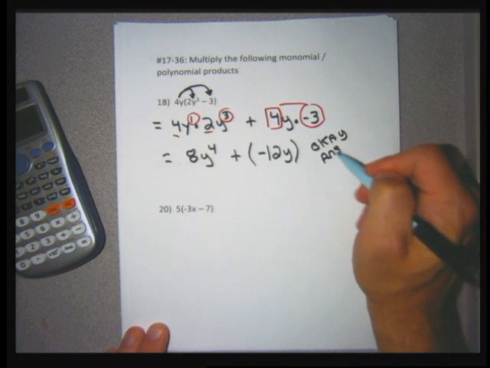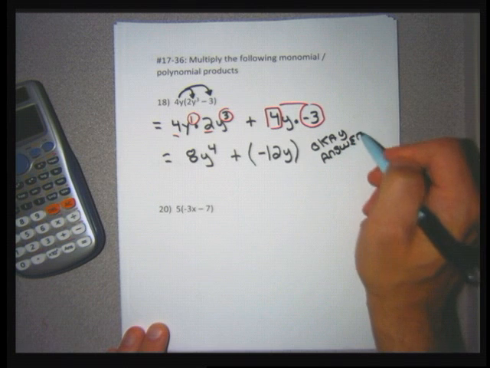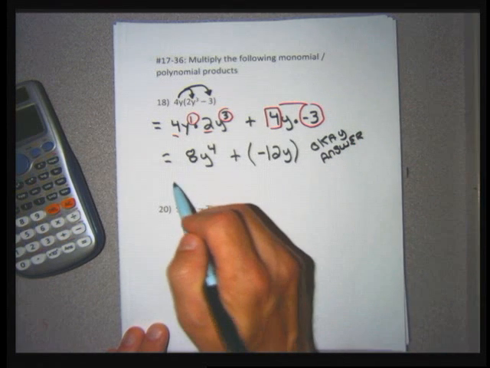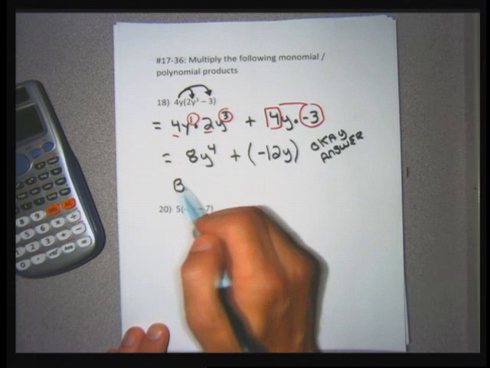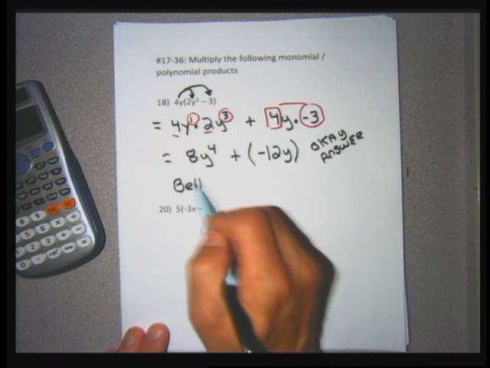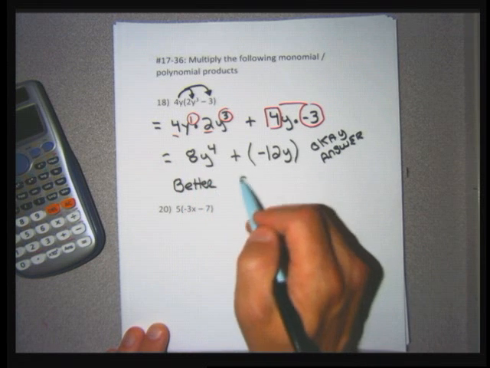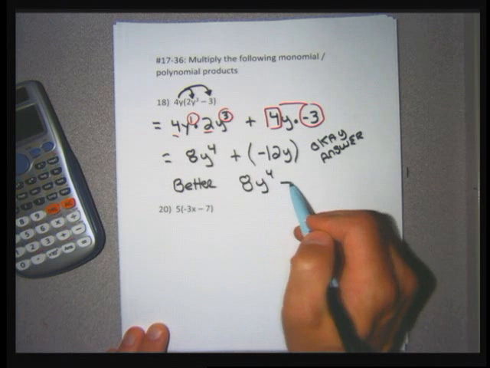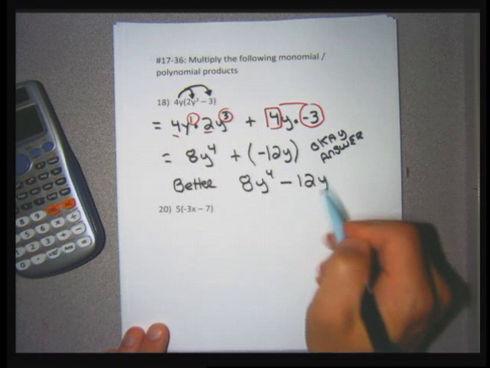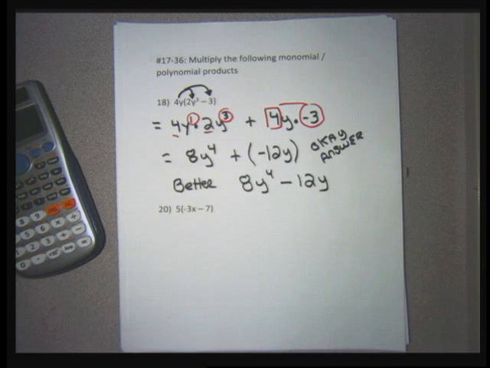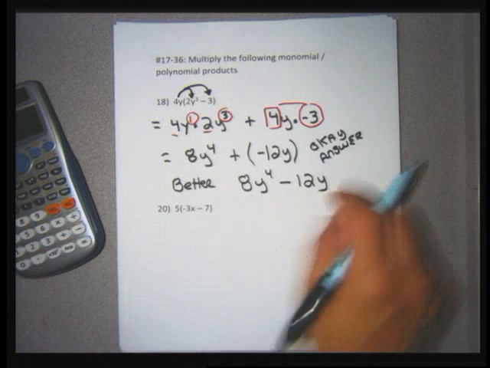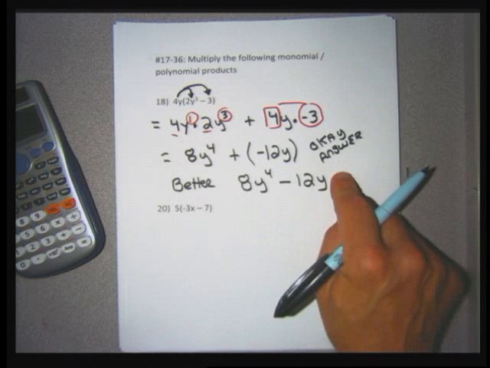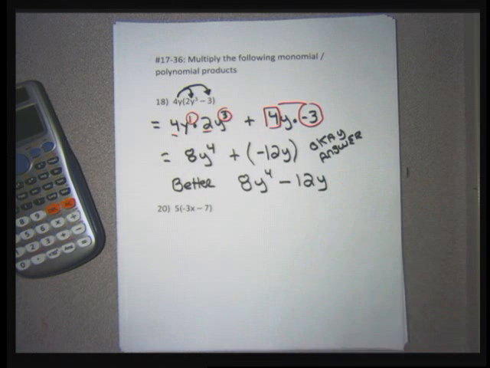This is an okay answer, but honestly it's odd to see plus a negative, because a plus a negative is the same as a minus. So this would be a better and more common answer: 8y to the fourth minus 12y. And you can't go further with this, because to subtract, both the letters have to have the same exponents, and because they don't have the same exponents I can't go any further.